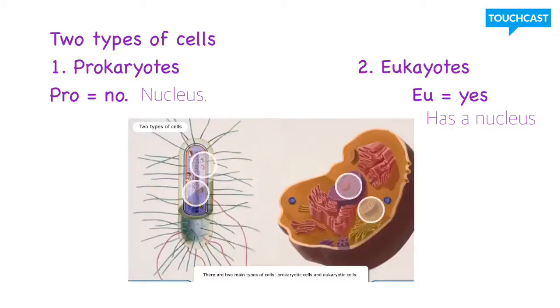There are 2 major types of cells. Prokaryotes have no nucleus. I remember this by saying pro equals no nucleus. An example of this would be like bacteria cells. You also have eukaryotes. U equals yes. Yes, they have a nucleus. Nucleus are right here. They hold the genetic material of a cell.